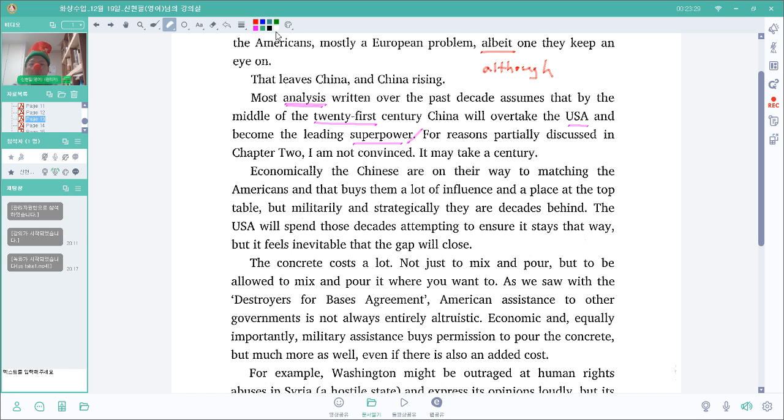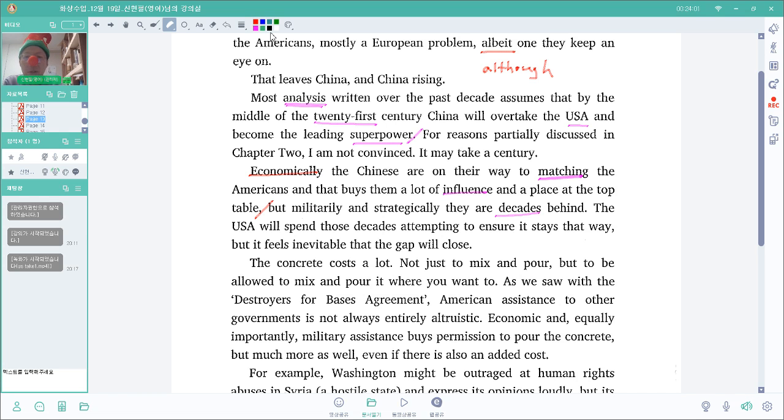Economically, the Chinese are on their way to matching the Americans, and that buys them a lot of influence and a place at the top table. So in terms of economy, yes, China might catch up with America and have some influence economically. But militarily and strategically, they're decades behind.